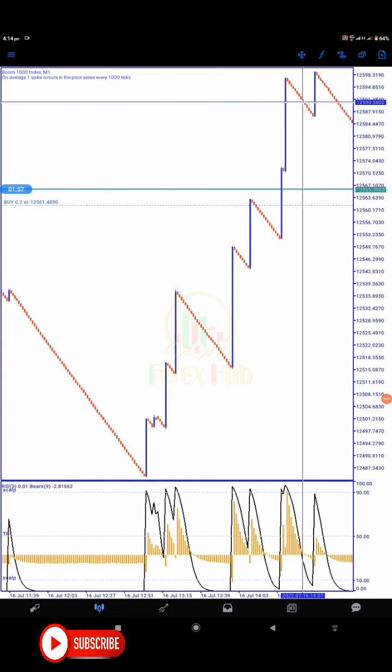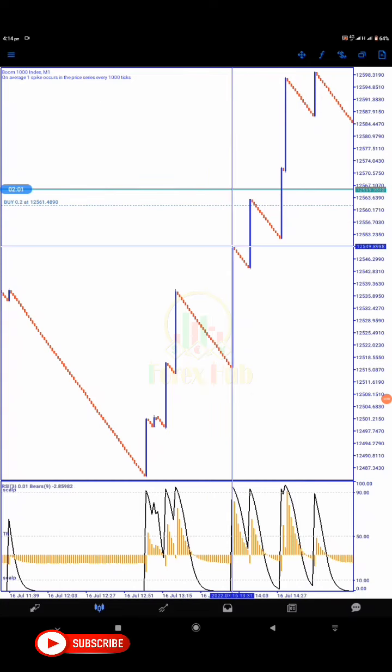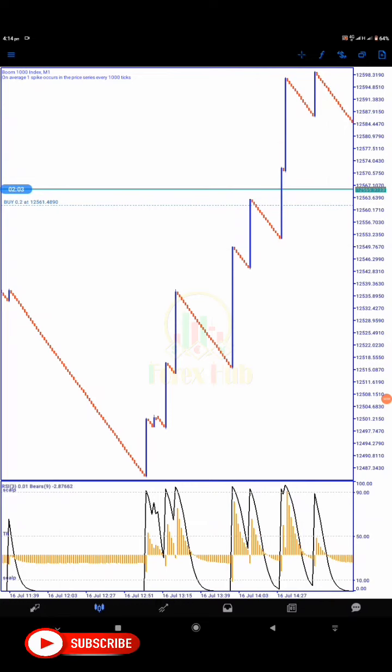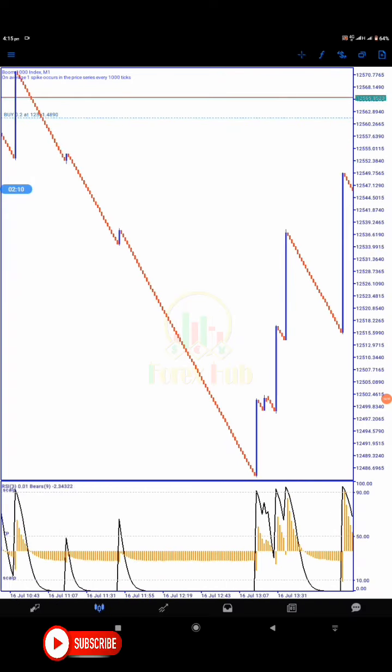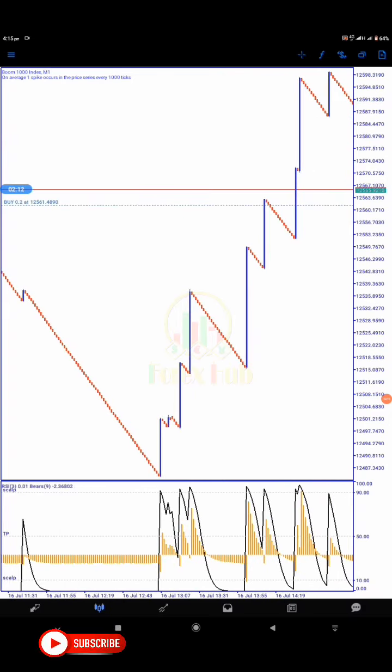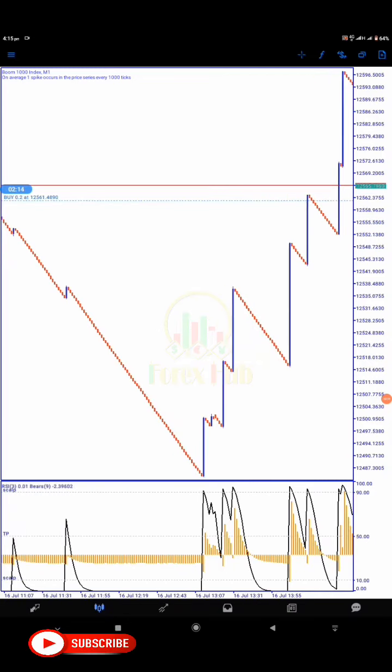Okay guys, this strategy is so perfect and so easy to use that you won't regret using it. I've been using this strategy for a while now. As you know, I always test things out before I bring it to you, before you guys start using it.